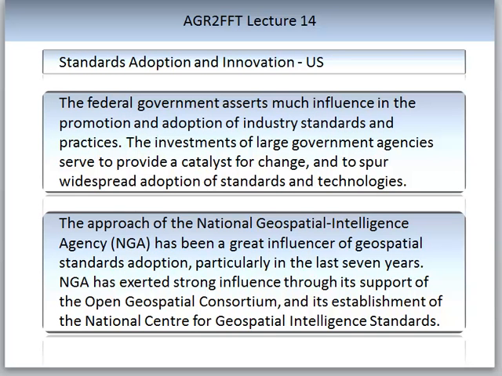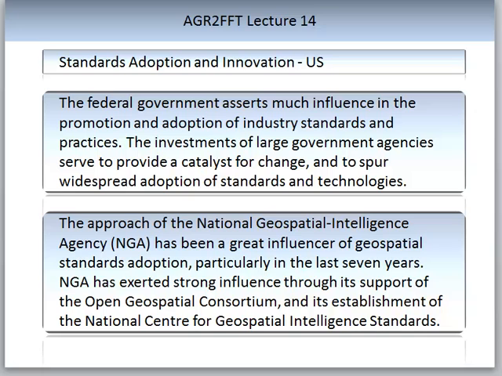I want to talk about standard adoptions and innovations in the US. The federal government asserts much influence in the promotion and adoption of industry standards and practices. The investments of large government agencies serve to provide a catalyst for change and to spur widespread adoption of standards and technologies.